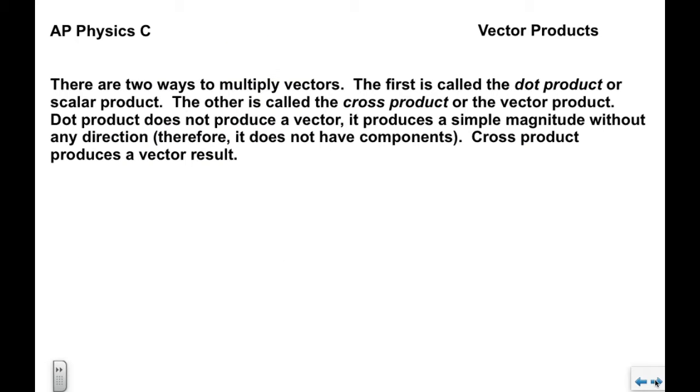What we're going to see is that there are two ways to multiply vectors. The first is called the dot product or the scalar product. The other is called cross product or the vector product. We'll do the dot product first. It does not produce a vector result. It produces a simple magnitude without any direction. Therefore, it does not have vector components. The cross product, we'll see, produces a vector result.